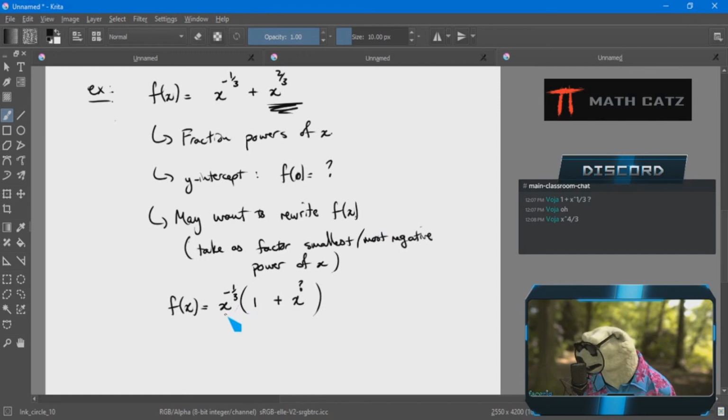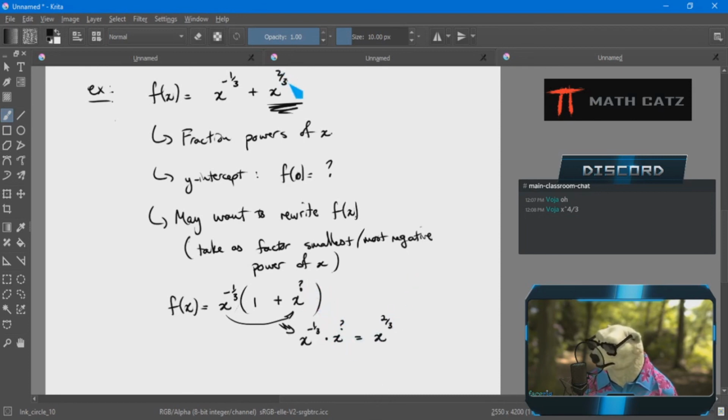So now when I multiply this in, I'm going to get, let's put it over here, x to the negative 1/3 times x to the something. And I want that to result in x to the 2/3. Okay? I don't know. I'm trying to find what's that question mark.